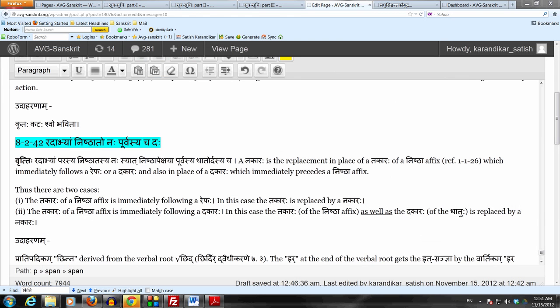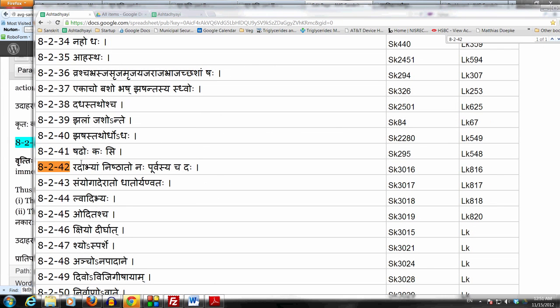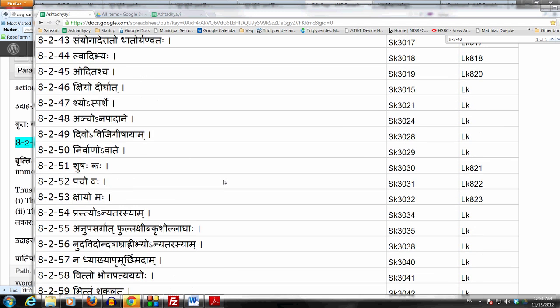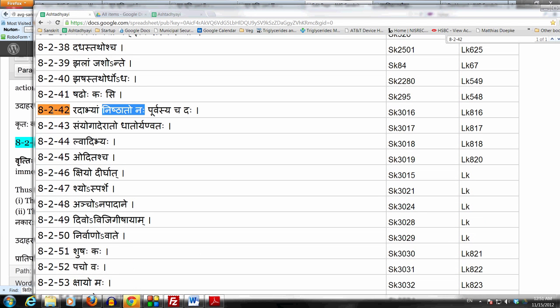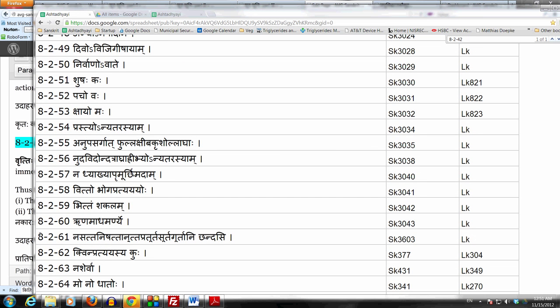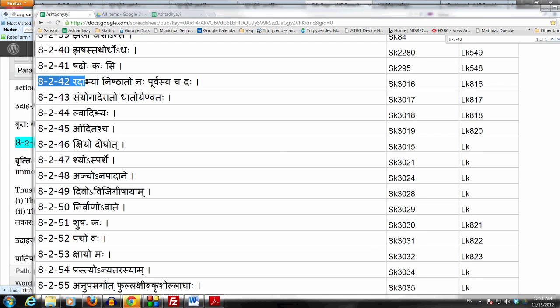8-2-42. It says radabhyam nishthato naha purvasya cha daha. This sutram opens up a section in the Ashtadhyayi of 20 rules, vimshatihi sutrani, which go from 8-2-42 up to 8-2-61. So please make a note of it. From 8-2-42 up to 8-2-61 is this section where this anuvritti of nishthato naha runs.